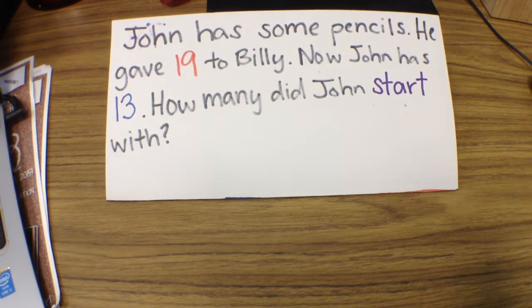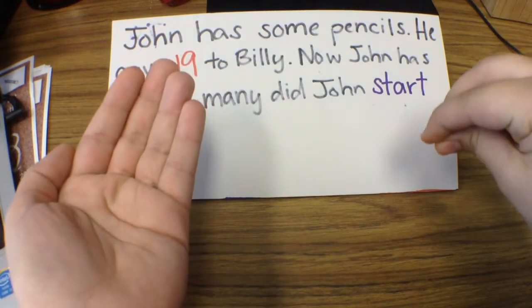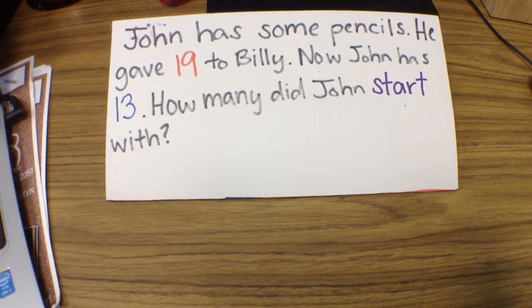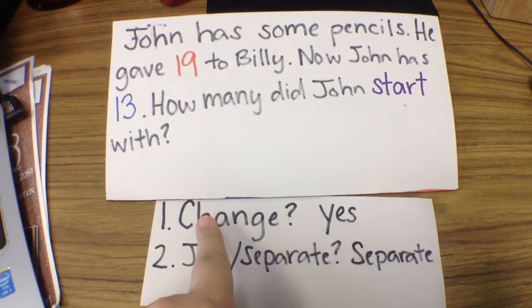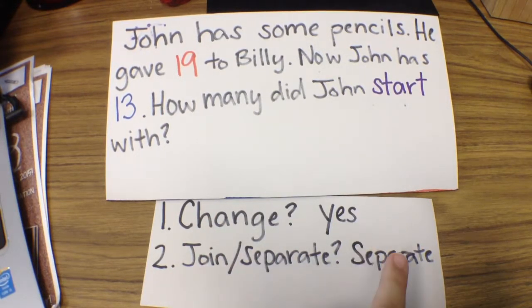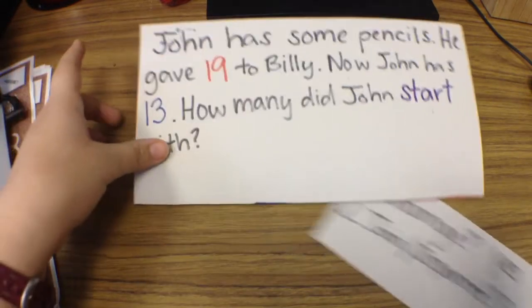The second question we must ask is, is this a join or separate problem? In the problem, it's stated that John gave away 19 pencils to Billy. By taking these out of the original whole, it created a separate problem. By answering these two questions, we can determine what type of problem this is. We said that yes, there is a change, and between join or separate, it's a separate. This leads us to state that this is a separate question.